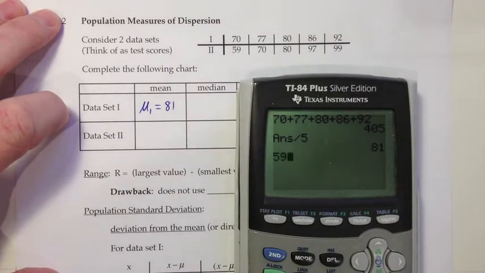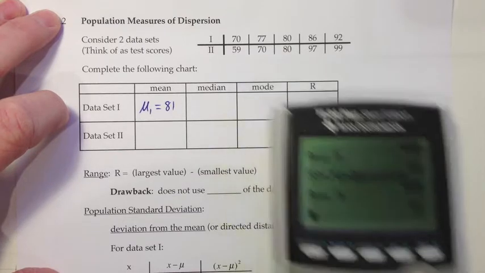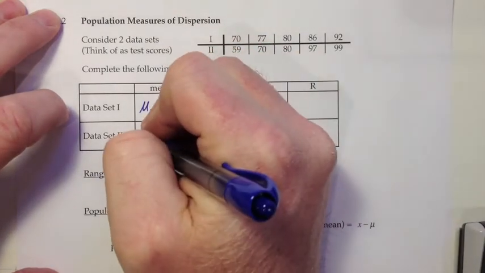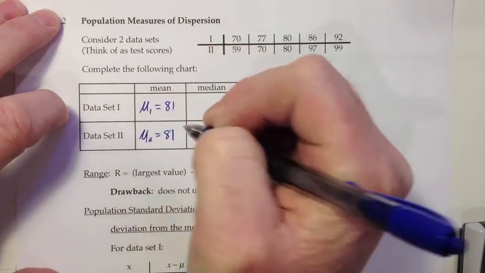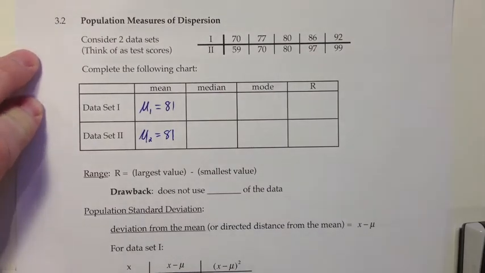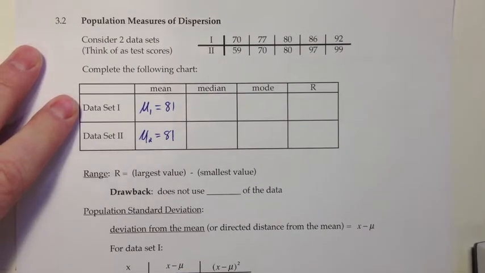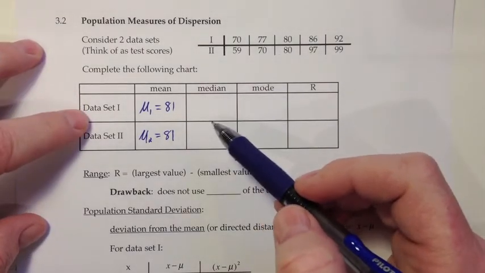And then we're going to look at the other class and do the same thing. So we add up those numbers, which are definitely different numbers, but you'll see they add up to 405 just like they did in data set 1. So when we divide by 5 to get our average, our mean, we still end up with 81. So we have a mean of 81 in both data sets, so both of those measures of center are coming out the same. And yet when you look at these data sets, I think you would agree that the two are definitely different.